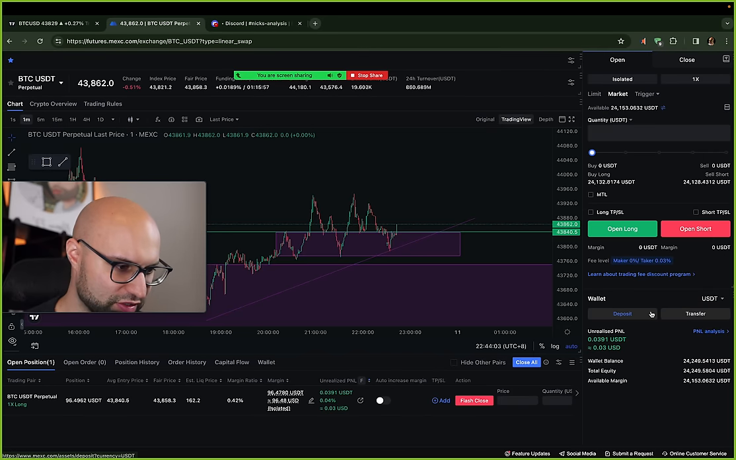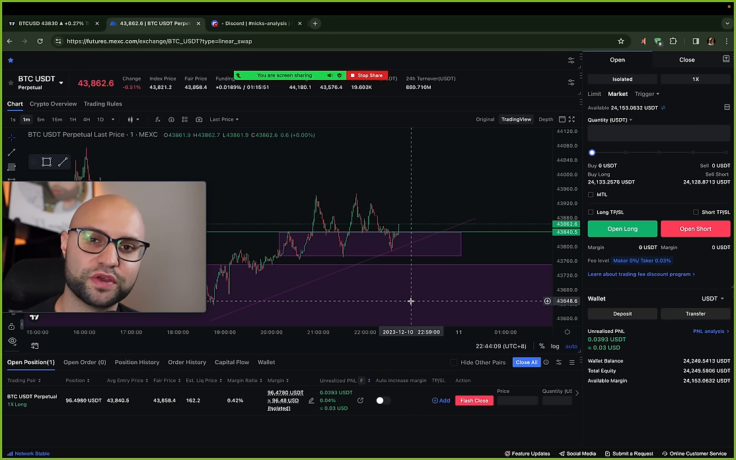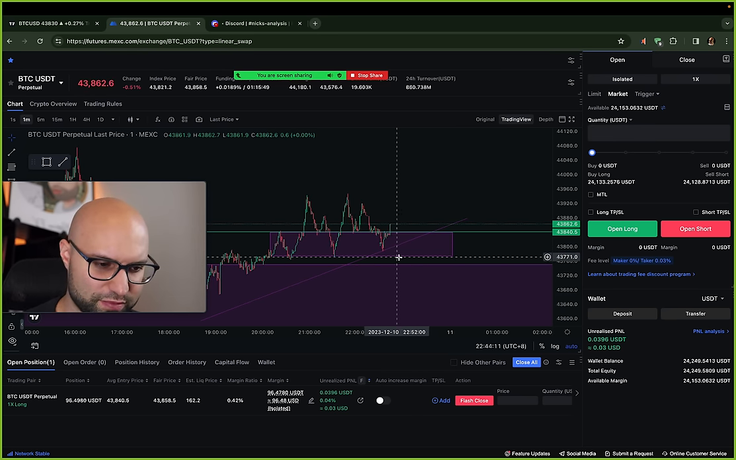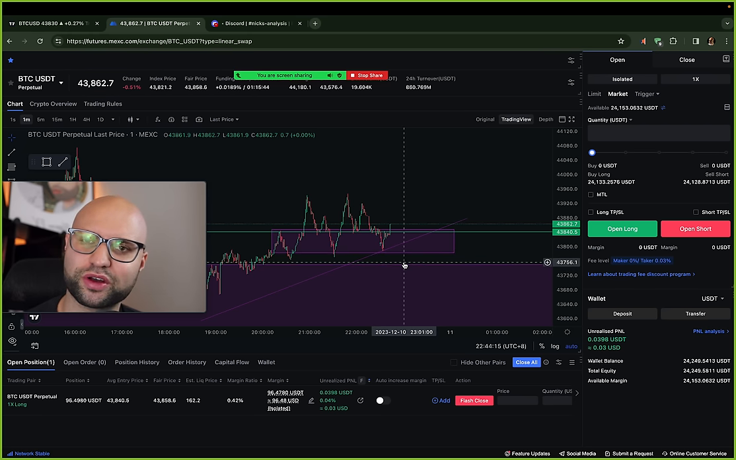So obviously I risked, I don't even know how much on this trade, barely. It's 100 USD tether. However, the concept remains. If this had broken below this support level, then I would have just closed it and said, we're going to wait for the next trade. When the next trade presents itself, everything will be okay. We'll take a new trade.